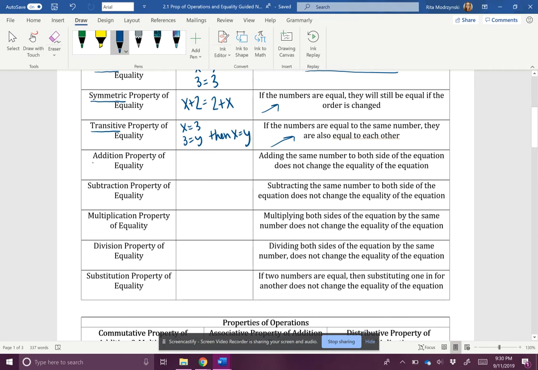The first one here is the addition property of equality, and it basically says if you add the same number to both sides of the equation, it doesn't change the equality of the equation. So if we had something like x minus 3 equals 7, and you added 3 to both sides, we would get x equals 10. Adding the same thing to both sides of the equation, the reason why we're able to do that is the addition property of equality.